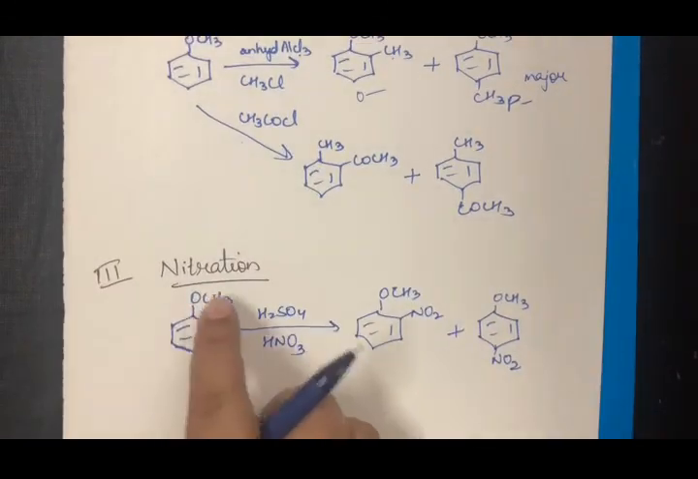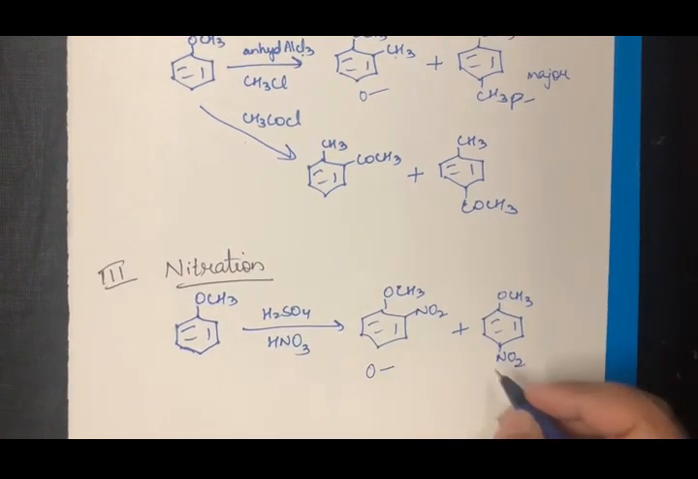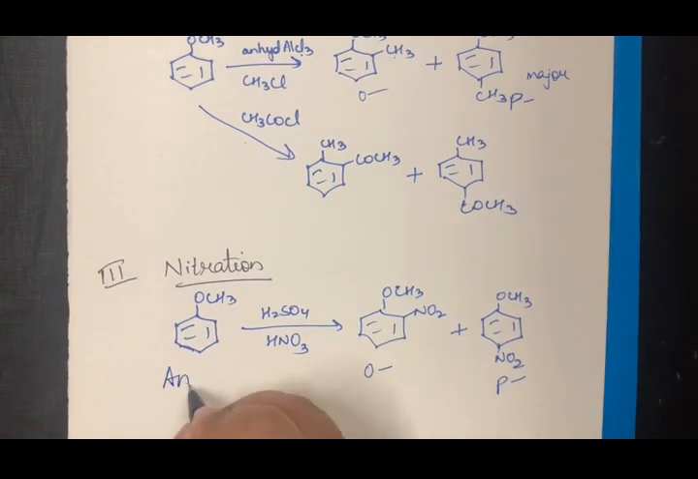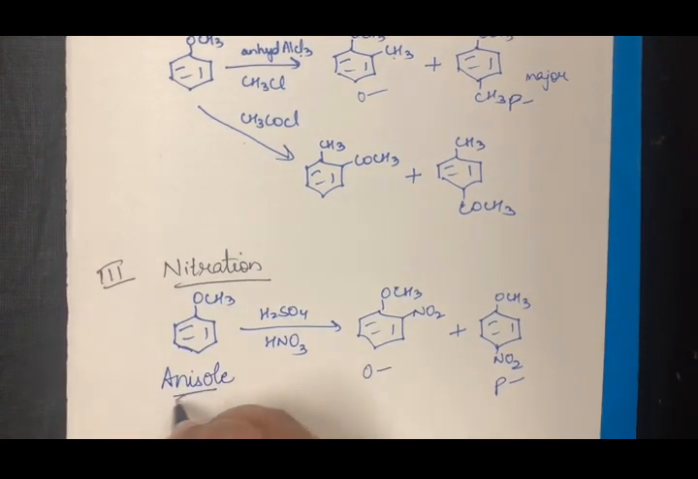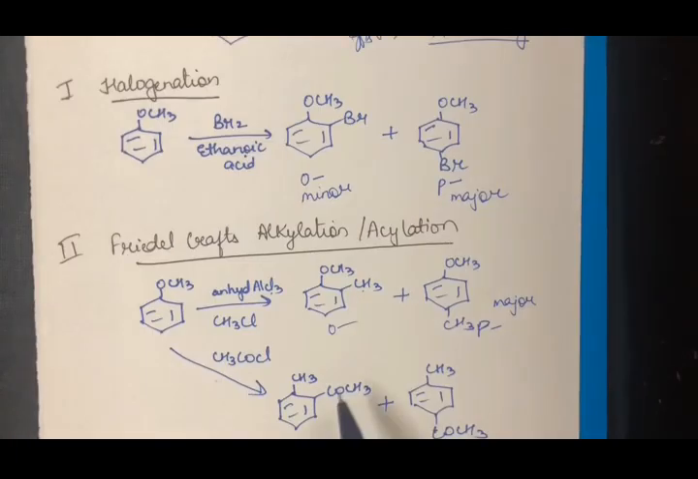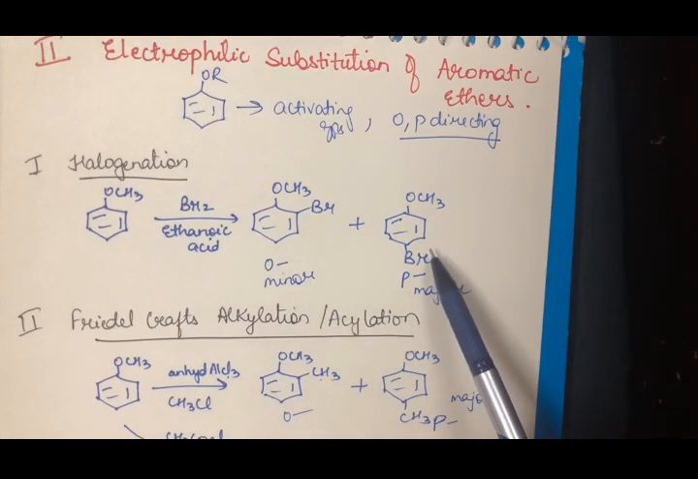Now, what about nitration? You need to add the nitrating mixture, which is H2SO4 and HNO3. Again, the reaction will occur at both ortho and para positions. Nitronium ion will go and attack the ortho position, and this would be the para product. This compound is called anisole. So this is going to be 2-nitroanisole. This is going to be 4-nitroanisole. Similarly, you can name this. This is going to be 2-bromoanisole. This is going to be 4-bromoanisole.